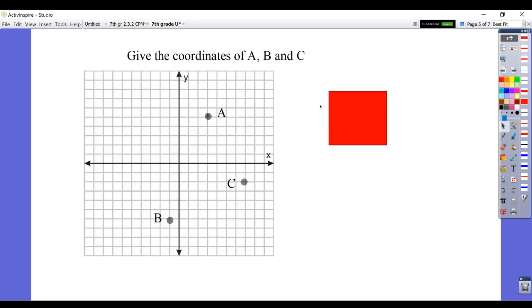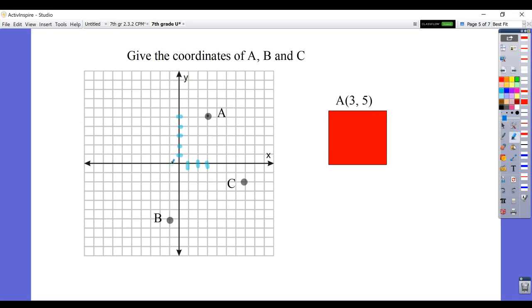You'll also have to, for the quiz, give coordinates of different values. So for A, we see that we are over 3 units, and then we are up 1, 2, 3, 4, 5 units. So A would have an ordered pair of (3, 5). Don't forget to put it in the right formation, which is the parentheses, number, comma, number, parentheses.